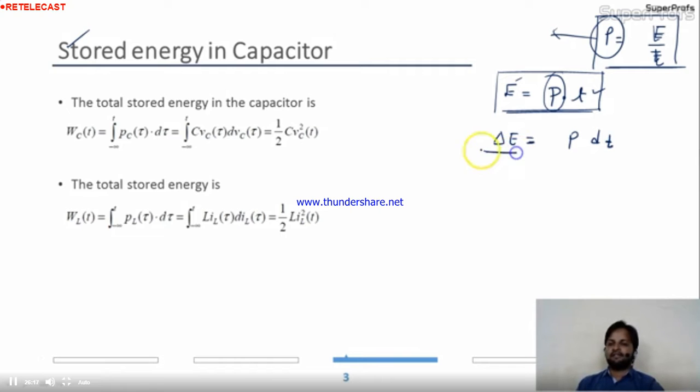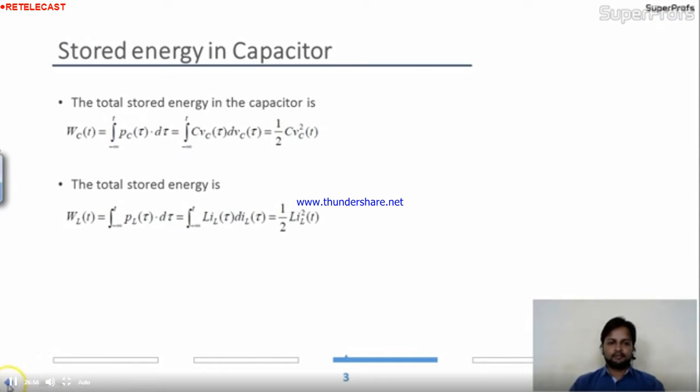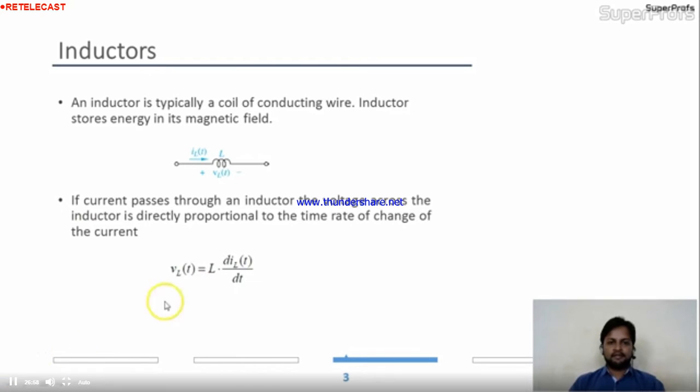But I'm interested in finding the overall energy of the circuit. So the overall energy represented by E, I'll integrate it like this. And the time is from minus infinity or initial time to present time. Is it okay? So this is nothing but your energy. Here the energy is nothing but the integral of P(tau) d tau. Now P(tau) d tau we already calculated, the power we already calculated for the capacitor. I'll show you. Wait a minute. So see, for the capacitor, here is the power.